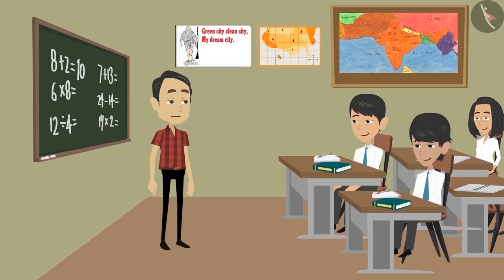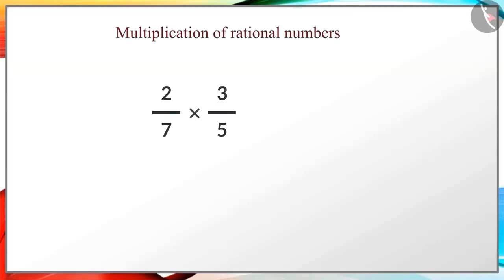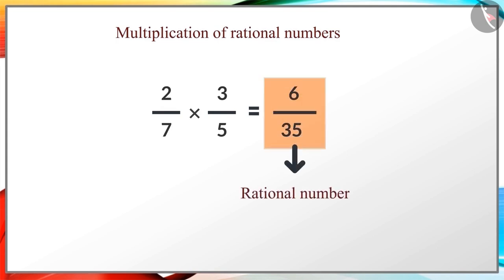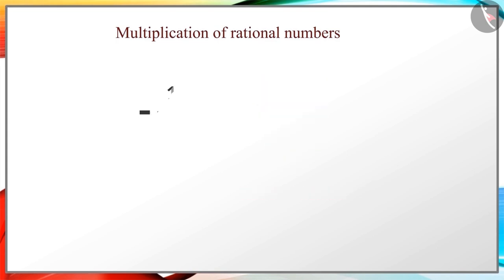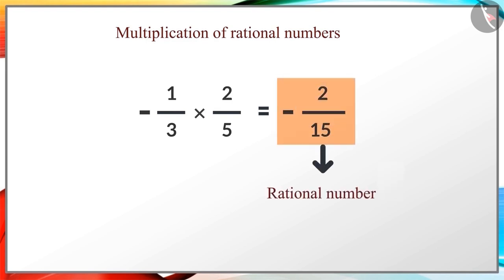Now children, we shall discuss the closure property under multiplication. We will take two rational numbers. What will you get if you multiply 2 by 7 and 3 by 5? Sir, we will get 6 by 35. And this is also a rational number. Children, will you get a rational number if you multiply minus 1 by 3 and 2 by 5? Yes, sir. This time too, we have got a rational number.